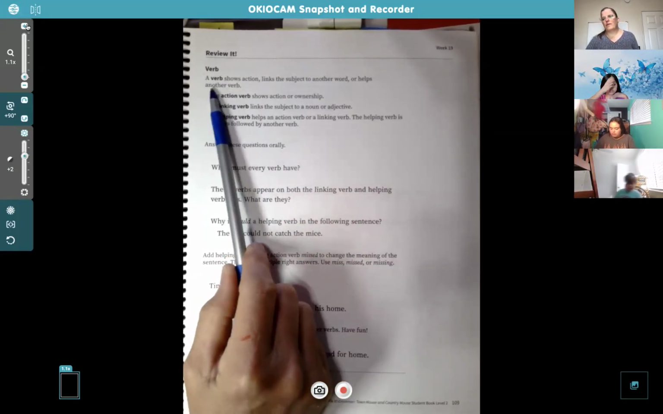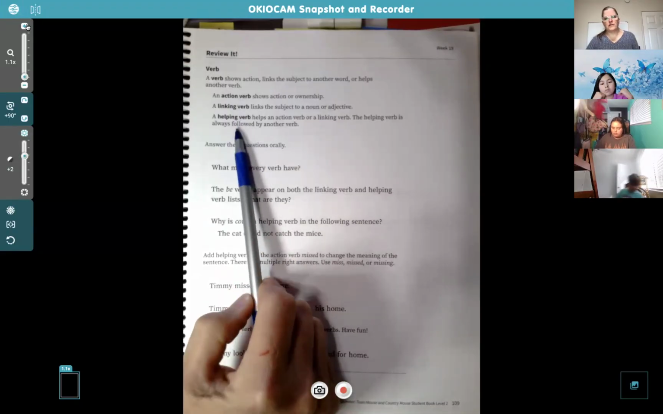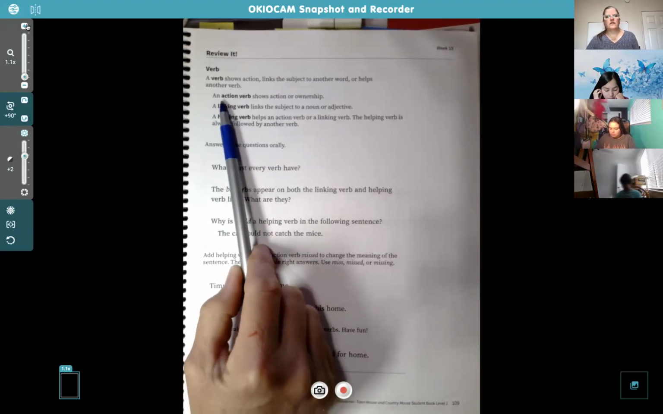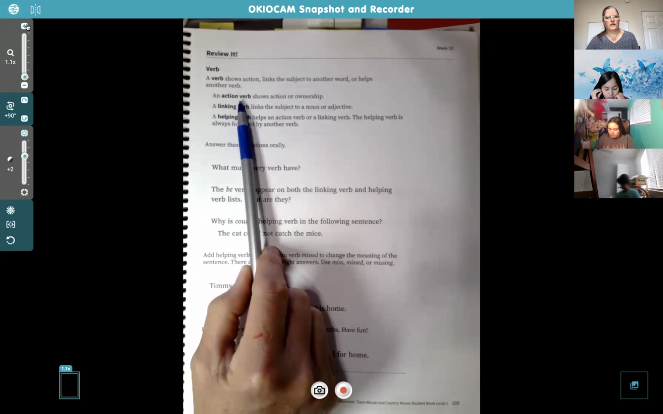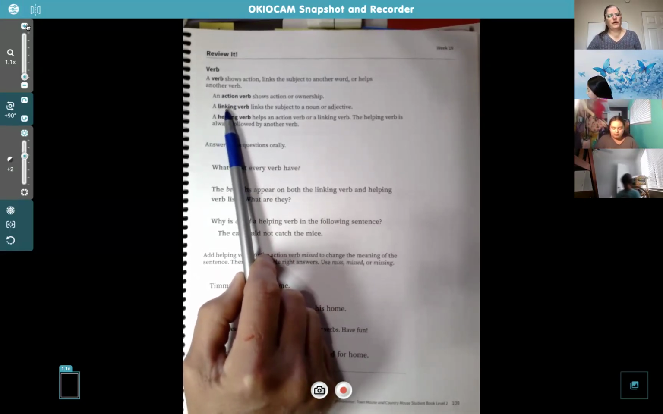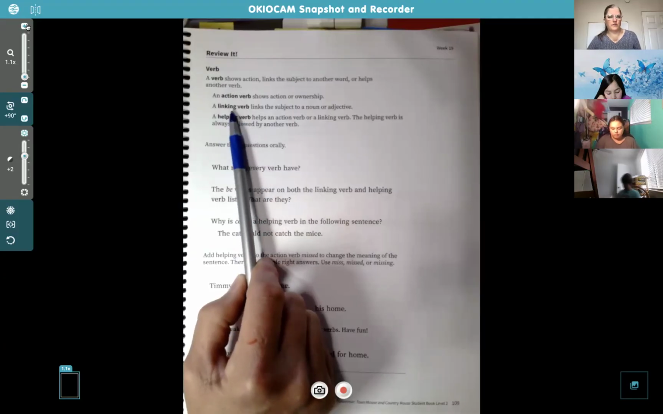And you already know about verbs. There are three different types of verbs in English. The action verb is the first one. That's the easiest to spot. That's the one that's showing what the subject of the sentence is doing. And it's showing action. But we also have linking verbs. Remember when we talked about these?